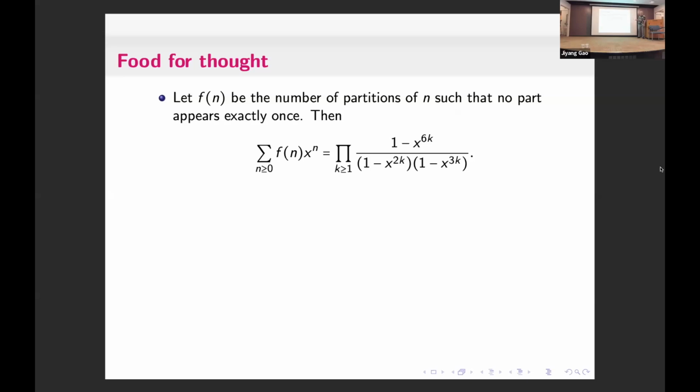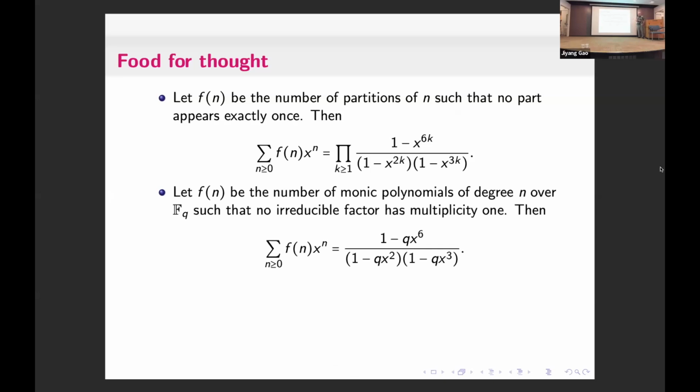f(n) is the number of partitions of n such that no part appears exactly once. So this generating function for f(n), I think, was known to Euler. Notice this is a product with factors like 1 minus x to the 6k over 1 minus x to the 2k and 1 minus x to the 3k. Let f(n) be the number of monic polynomials of degree n over F_q such that no irreducible factor has multiplicity 1. Okay, so here we get a similar generating function, which just can't be a coincidence.